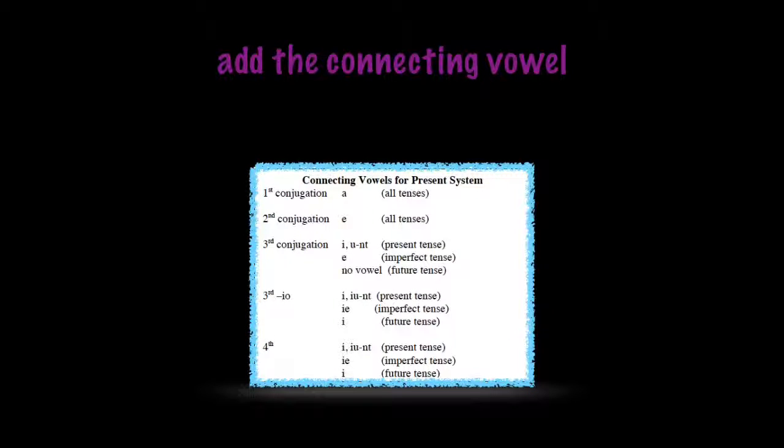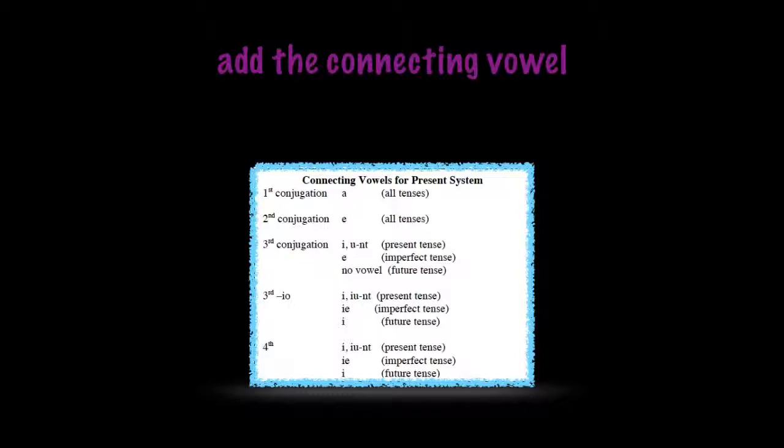Now let's return to our connecting vowel chart to determine how the conjugation of the verb helps us determine the connecting vowel. You should notice that each conjugation uses specific connecting vowels, and sometimes those connecting vowels change, even depending on the tense of the verb. For example, third conjugation uses a different connecting vowel for each of the three tenses. So does fourth conjugation. And sometimes the connecting vowels change depending on the specific ending that's used for a tense.